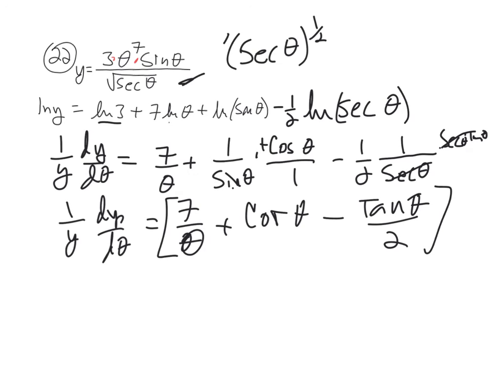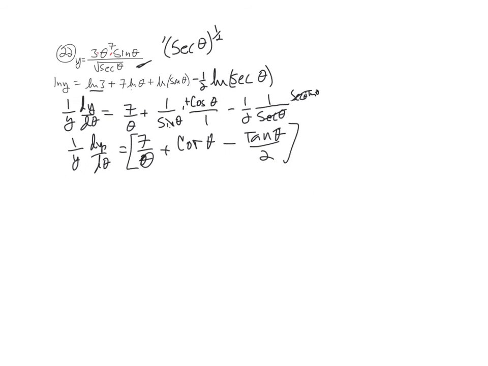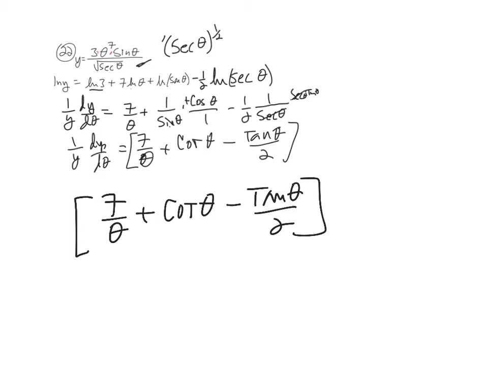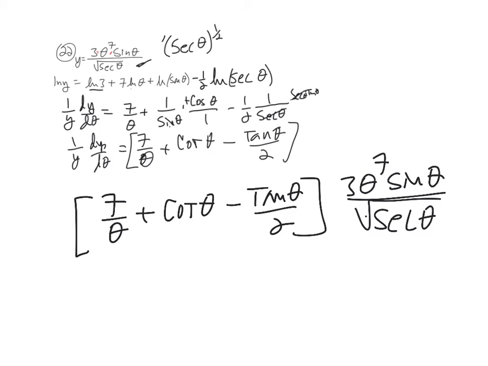Now I've got to multiply both sides by y. So here, let me shrink this up a little bit more. So I know I've got 7 over theta plus cotangent theta minus tan theta over 2. Then I'm going to multiply that by y, and we know y is the 3 theta to the 7th sine theta all over the square root of the secant of theta. And is that what I had? Yes, and that's what they wanted. They wanted nothing else simplified.